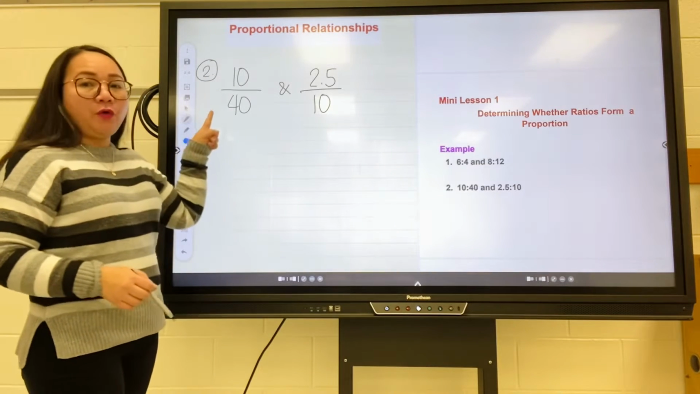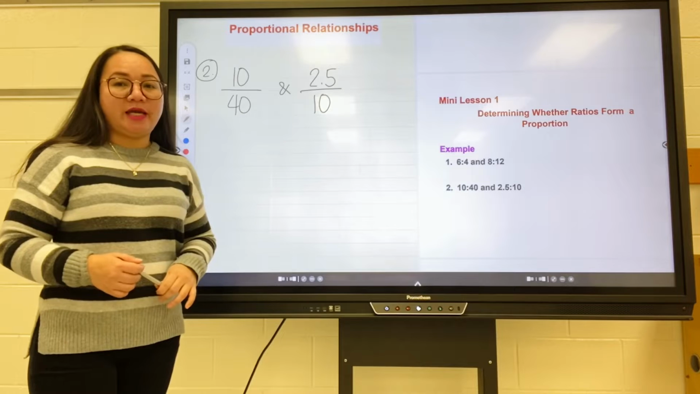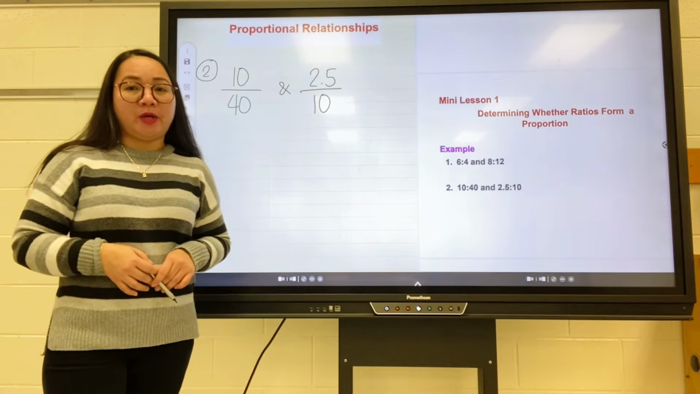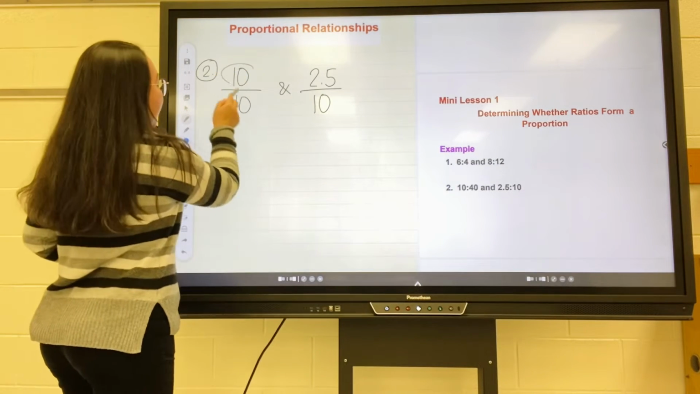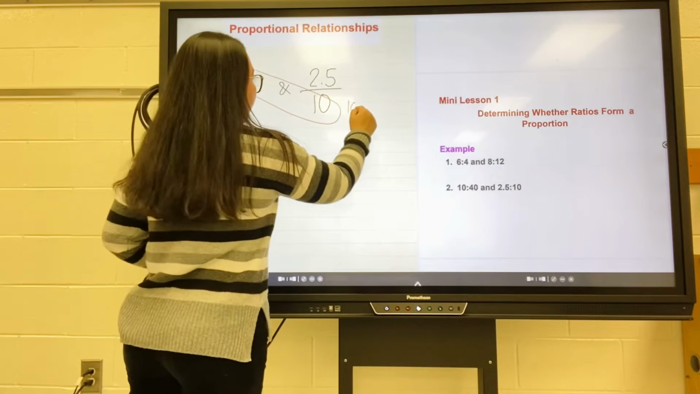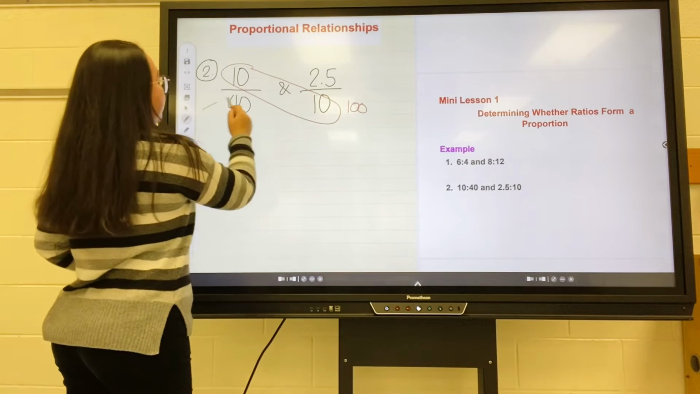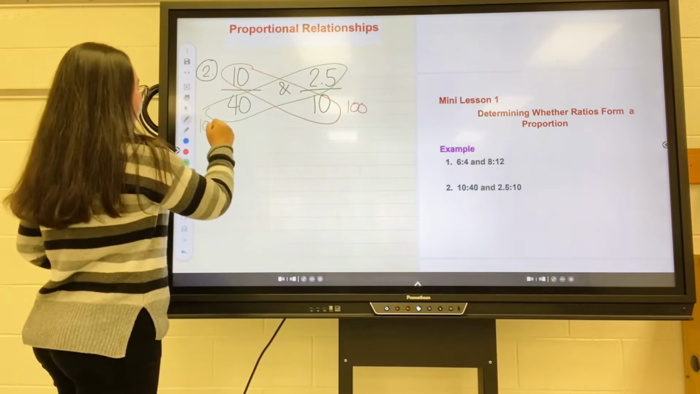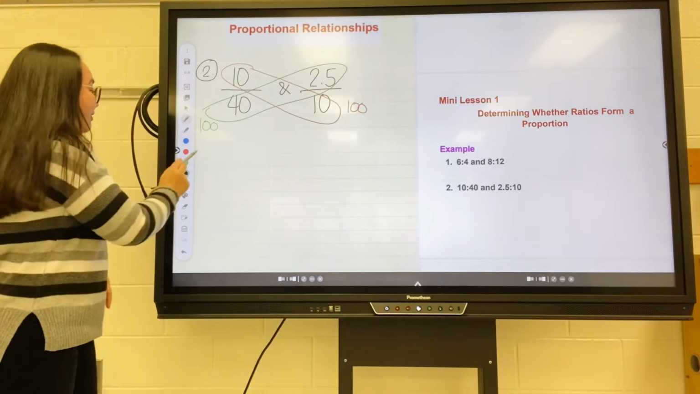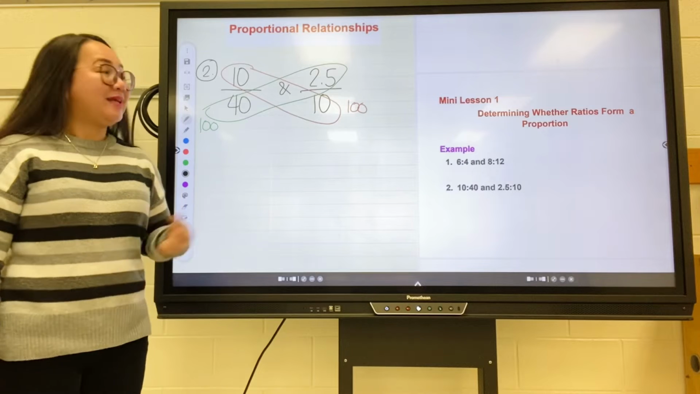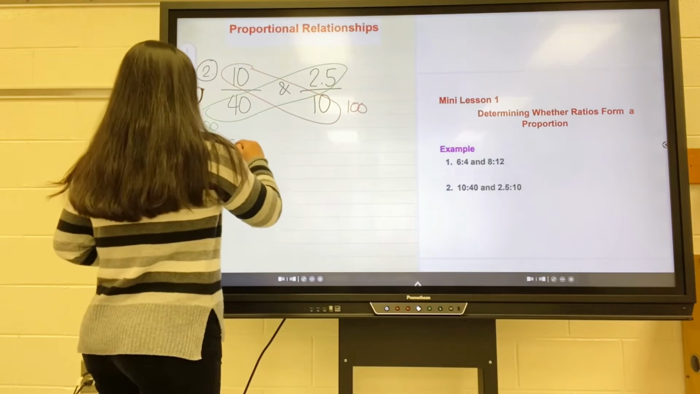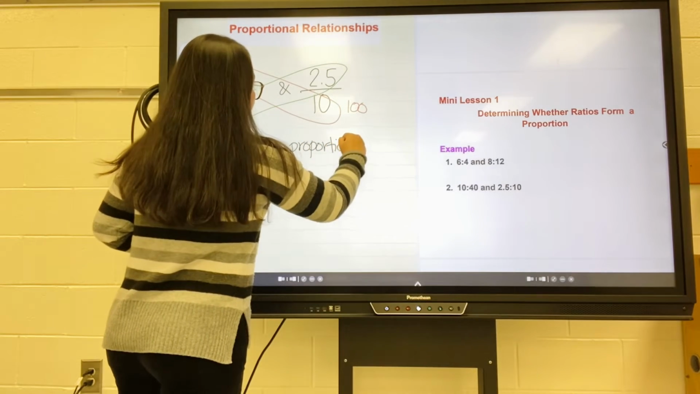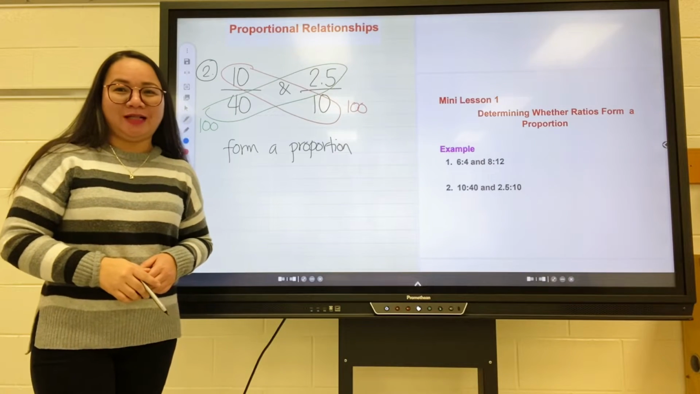Okay, let's take a look at the second example. We have here 10 to 40 and 2 and 5 tenths to 10. Since it is in fraction form, what we're going to do is apply the cross product property. So multiply 10 and 10, which is 100, and also multiply 2 and 5 tenths times 40, which is also 100. You notice that they have the same answer, which means these two ratios form a proportion. In other words, they are proportional.